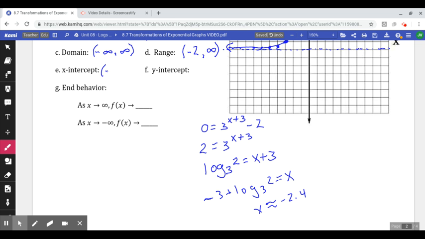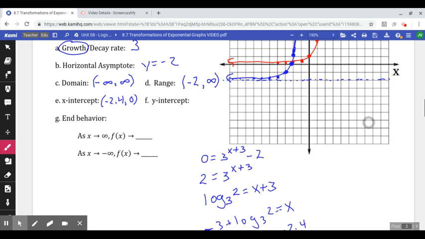So we've got (-2.4, 0), and that's rounded. And you can see here that that's actually pretty believable. It's not exact the way my graph is, but it's pretty close. That could be about negative 2.4.